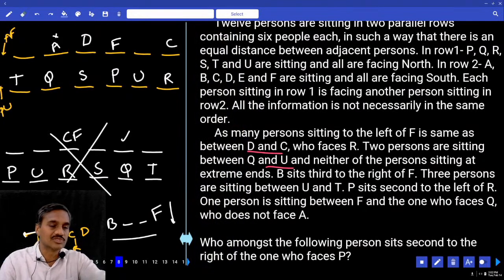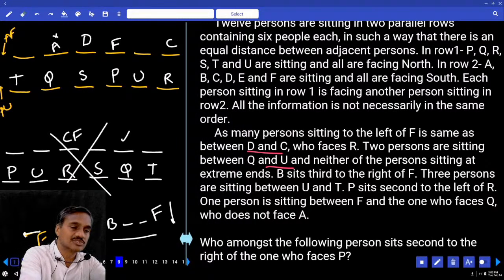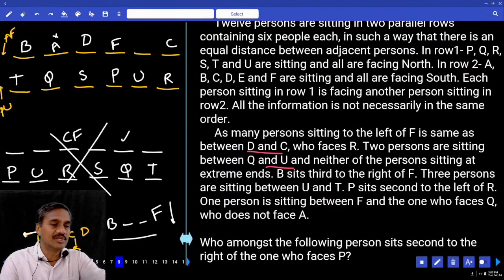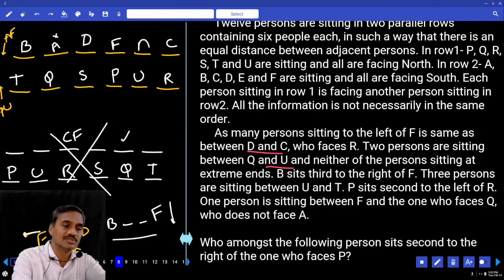And two persons in between Q and P. Now we are left with this information: B and F. Now where should this be? B must be here. And if B is here, A cannot be opposite to Q, so A is here. Now if A is here, tell me who is the person left over. A, B, C, D, E must be here.